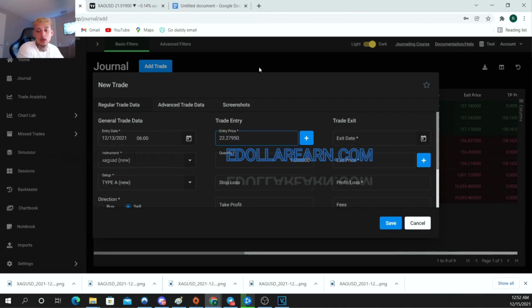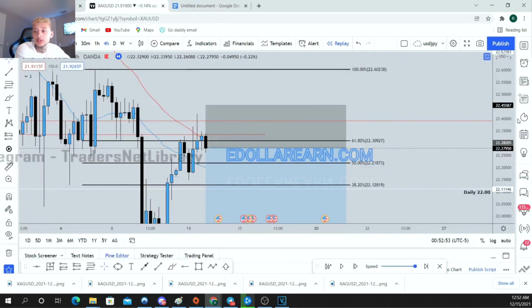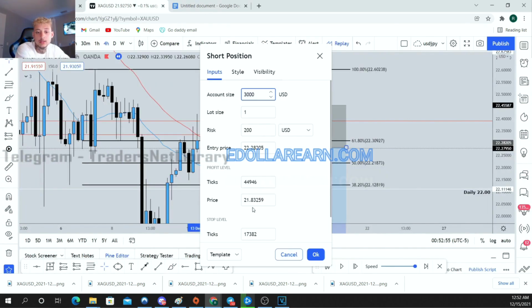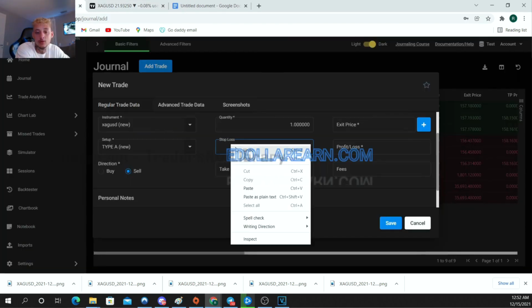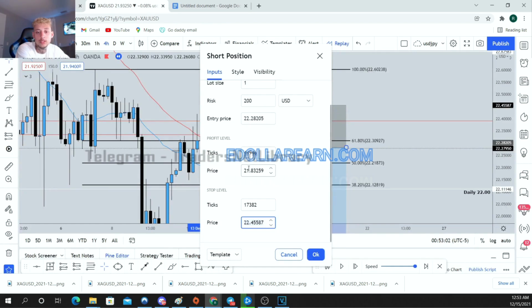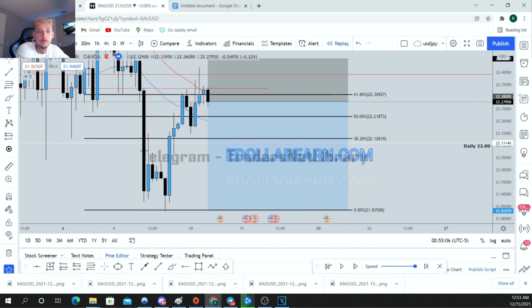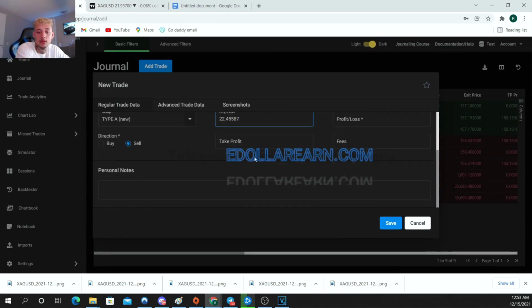22.27950. Our stop loss is going to be, we can actually double click this stop loss. This is going to be our stop loss here. We want to enter where our stop loss is. Then our take profit is going to be here, where we want to enter our original take profit here, right?